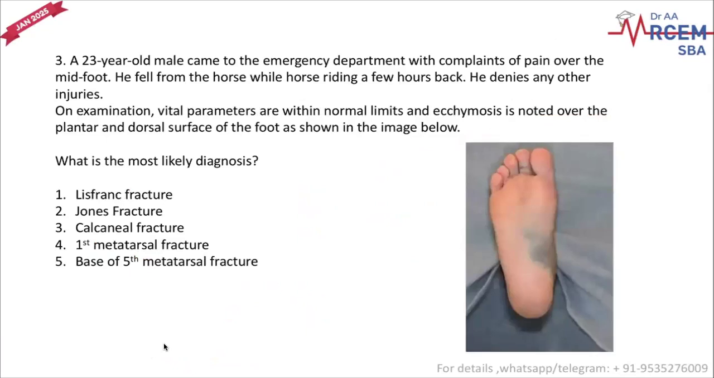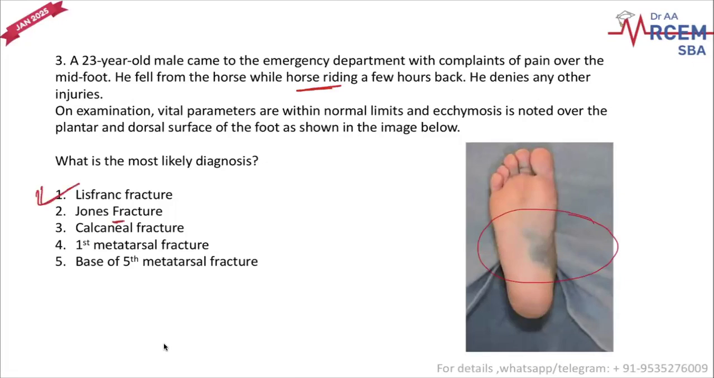A 23 years old male came to the ED with complaints of pain over the midfoot. He fell from the horse while horse riding a few hours back. He denies any other injuries. On examination, vital parameters are within normal. Ecchymosis is noted over the plantar and dorsal surface of the foot as shown in the picture. There is bruising seen in the midfoot. Whenever there is a bruising in the midfoot, and especially in the horse riding scenario, always suspect a Lisfranc fracture.